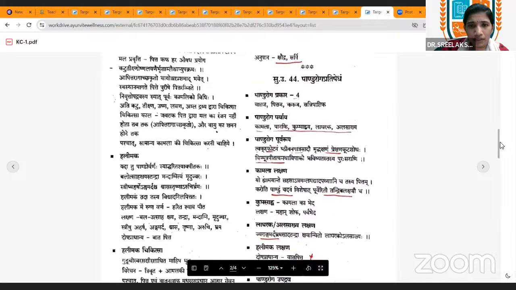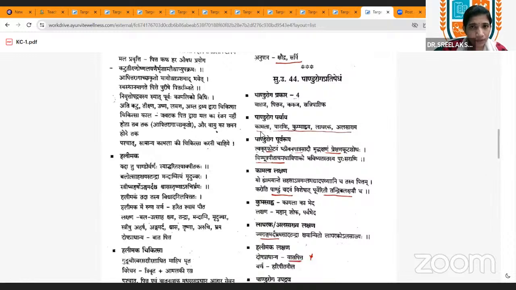One more point that you have to remember is the Panduroga Paryaya, which is mentioned in the Sushruta Samhita. That is, Acharya Sushruta mentioned Kamala as a synonym for Panduroga. So which Acharya mentioned the synonym Kamala for the Panduroga? Sushruta Acharya. And other symptoms are Panagi, Kumbhaha, Lagaraga, and Alasakya. So that is a three-star report.